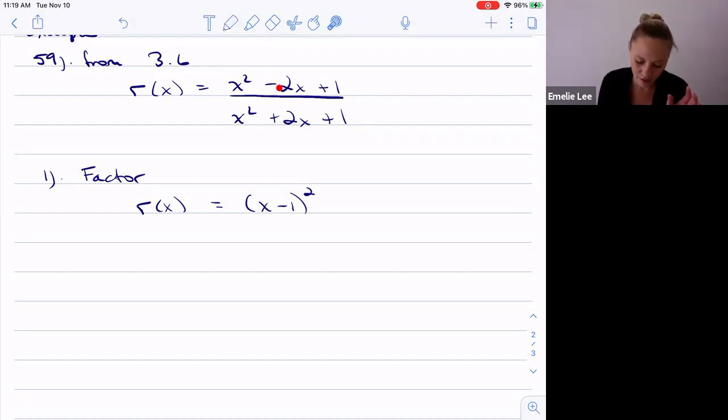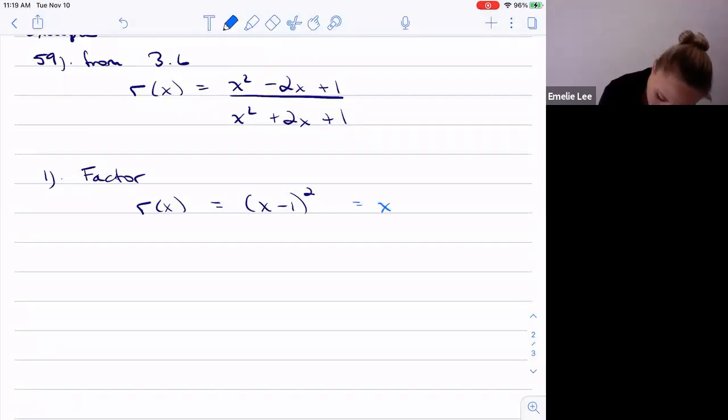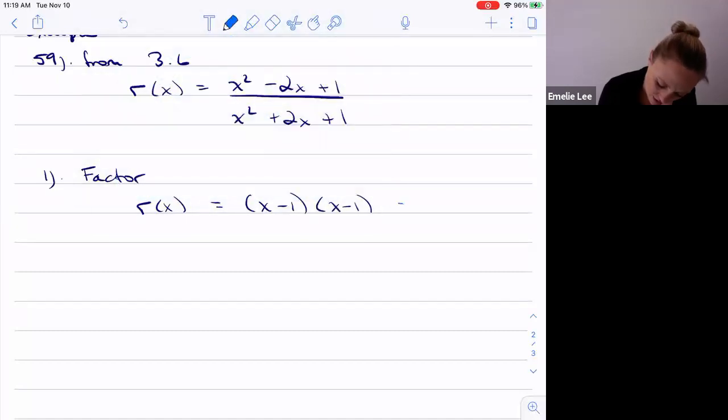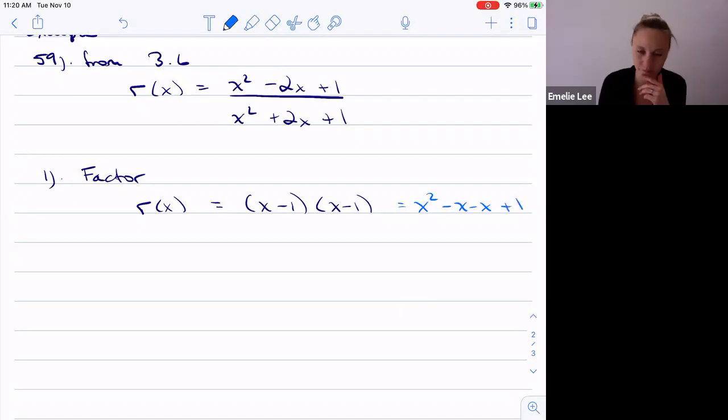And I'll just confirm that this equals x squared. Actually, I'm going to write it as x minus 1 times x minus 1, which is equal to x times x is x squared, x times -1 is minus x, and then -1 times -1 is plus 1. All right, looks like it checks out to me. x squared minus 2x plus 1, that's what I wanted, good.